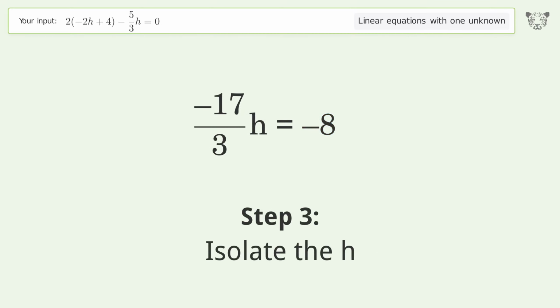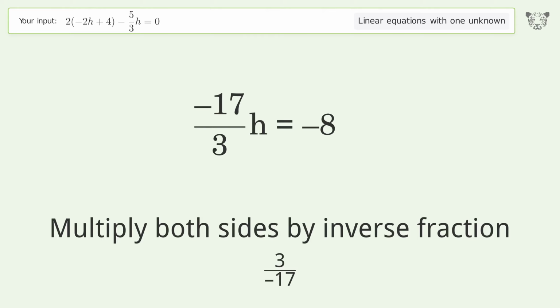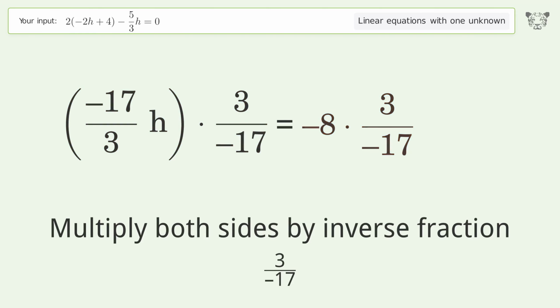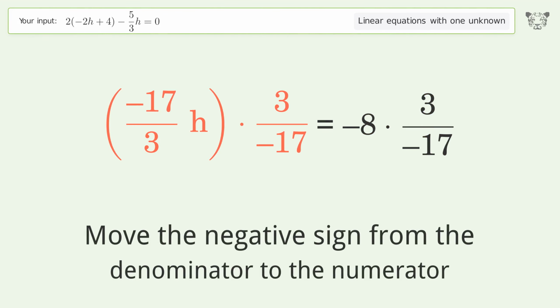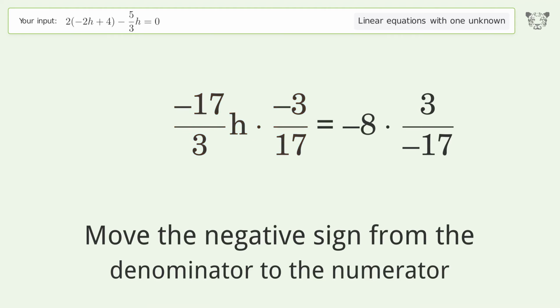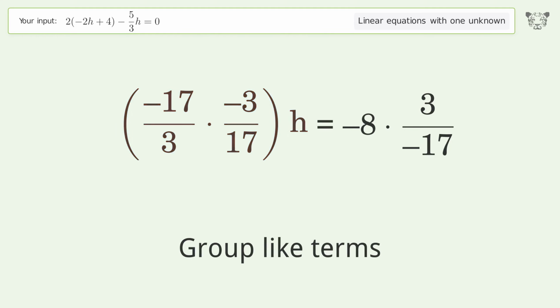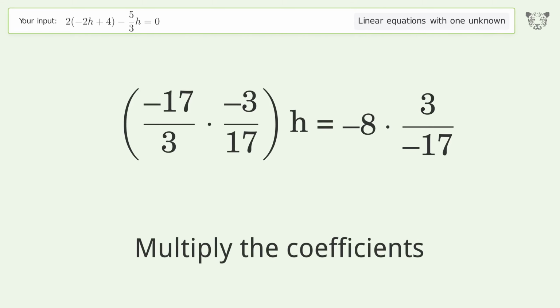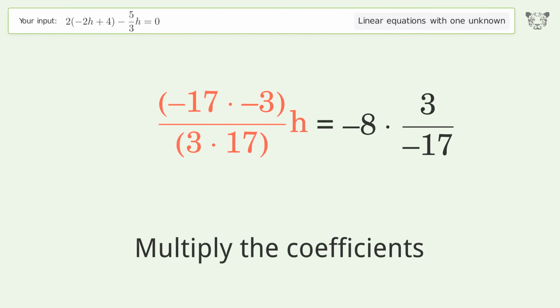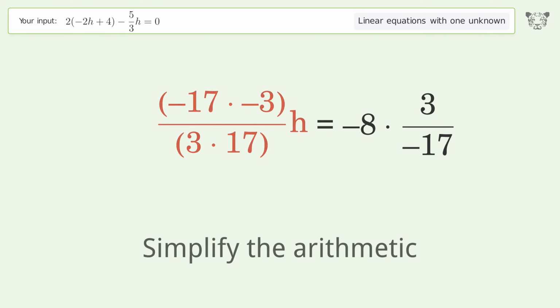Isolate the h. Multiply both sides by inverse fraction 3/17. Move the negative sign from the denominator to the numerator. Group like terms. Multiply the coefficients. Simplify the arithmetic.